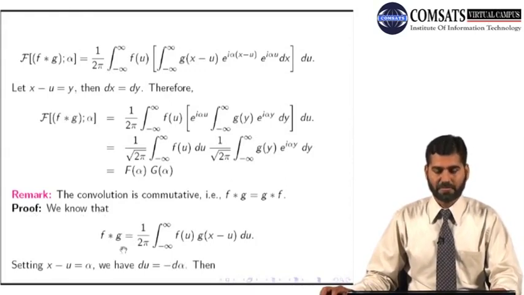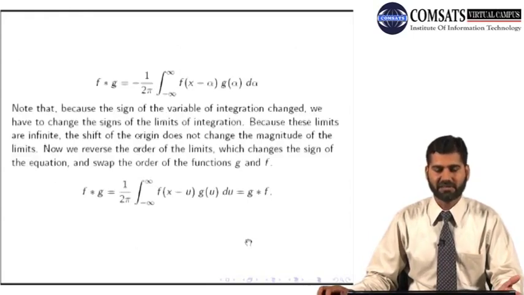Since we know that this is the convolution, if you set x minus u equal to alpha, then u will become x minus alpha, and du is just minus d alpha. All right, so this is what you got.